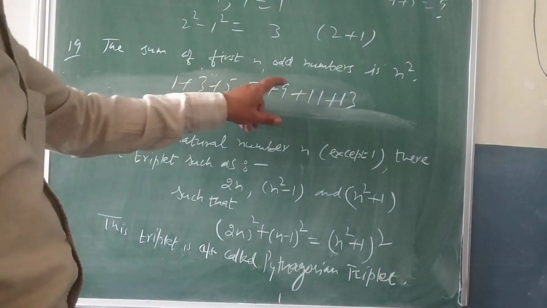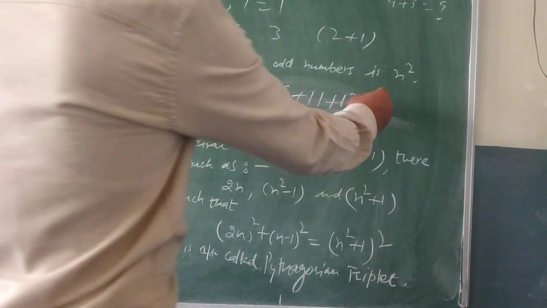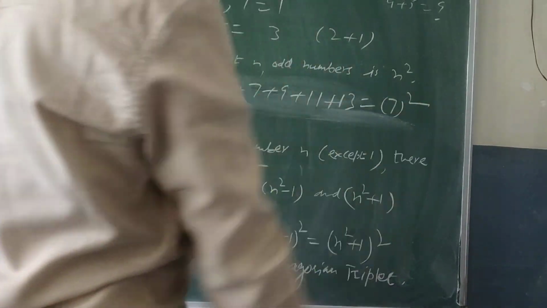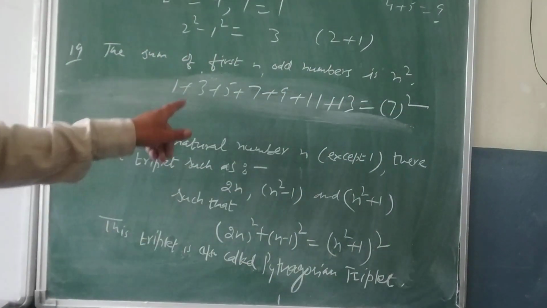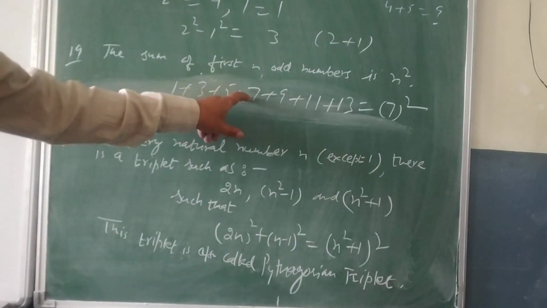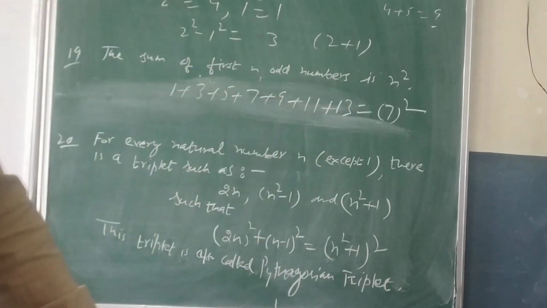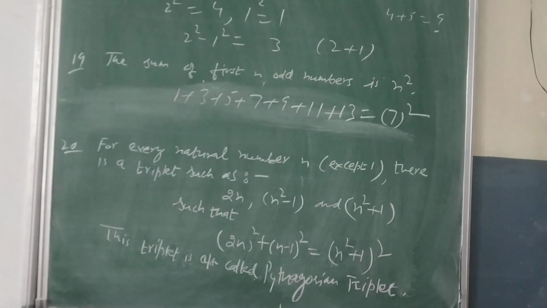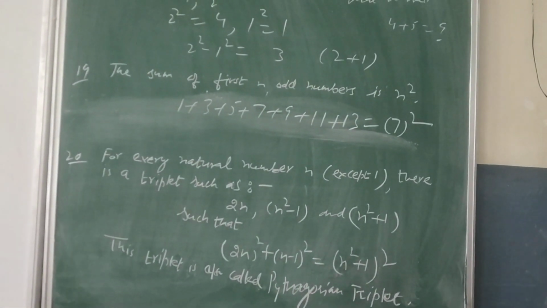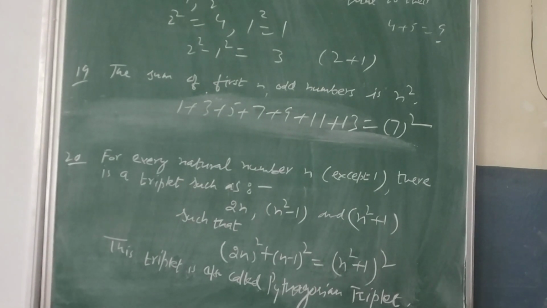1, 2, 3, 4, 5, 6, 7. 7 are there. That will be equal to 7 square. You can add and you see that will be equal to 49. 1 and 3 is 4, 4 and 5 is 9, 9 and 7 is 16, 16 and 9 is 25, 25 and 11 is 36, and then 13 is equal to what? 49. So the number of odd numbers you have to count and take the square of that.